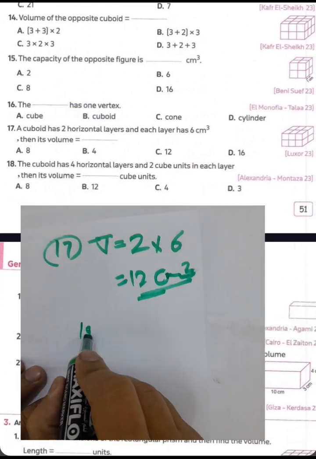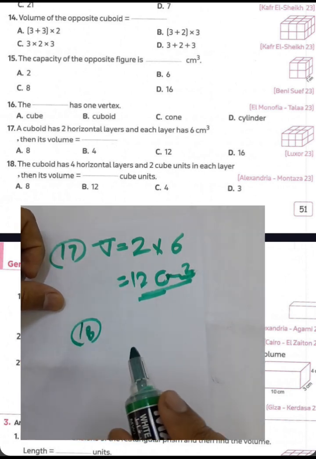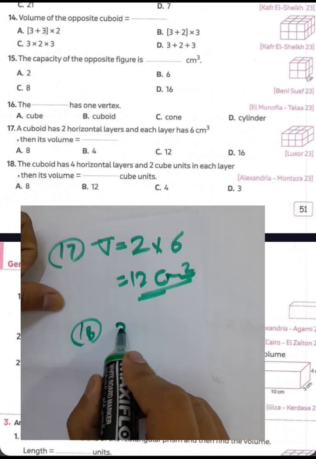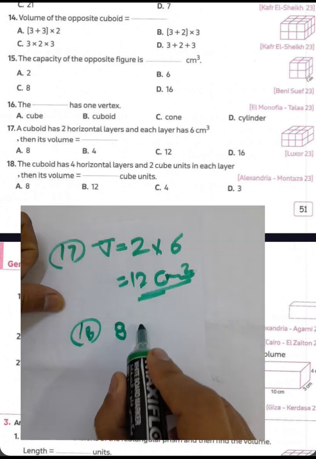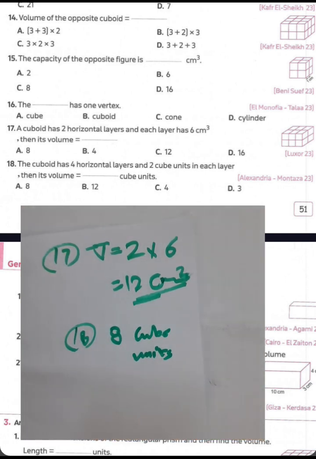Question 18. The cuboid has 4 horizontal layers and 2 cube units in each layer. Then its volume will be 4 times 2. It will be 8 cube units. Question number 18, choose letter A. Question number 17, choose letter C.